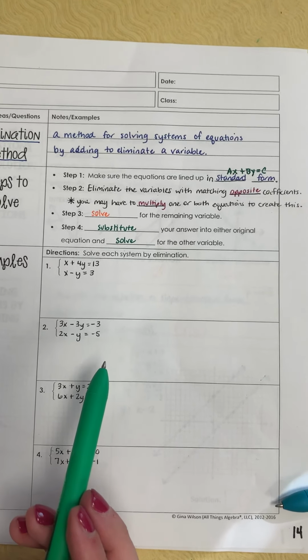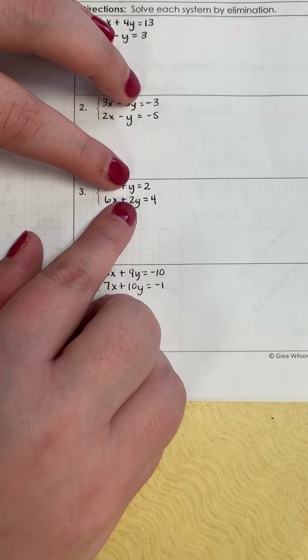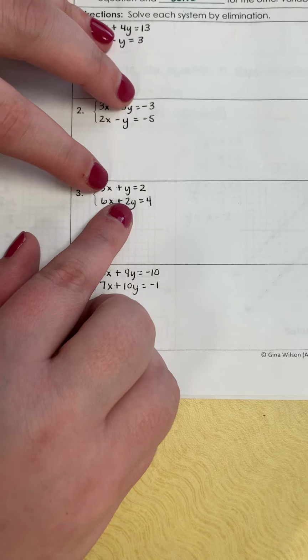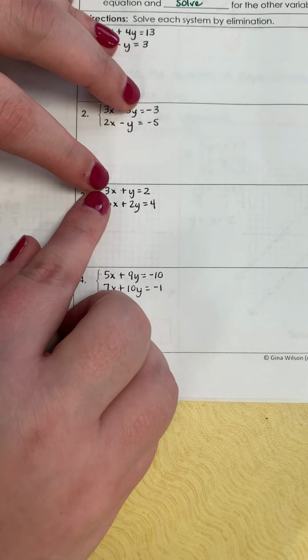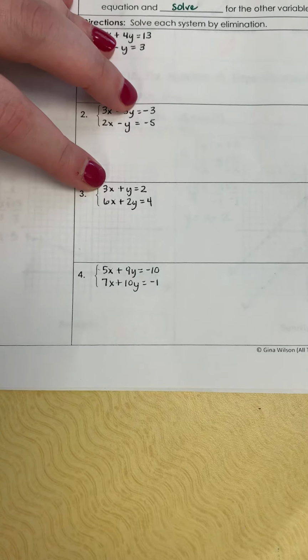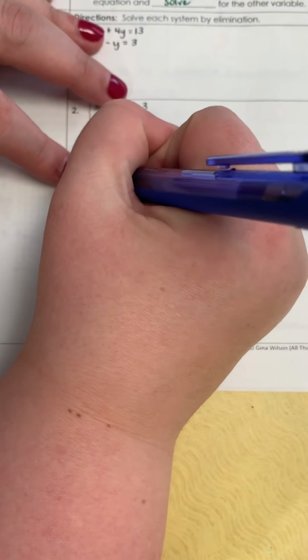Okay, so let's do number 3. I'm going to skip number 1 and 2, and I'm going to go straight to number 3. Notice how I'm in standard form. I have ax plus by equals c. Notice that right now, neither of the variables have the same coefficient. I have a 3 and a 6. I have a 1 and a 2. That means I'm either going to multiply one or both equations. To do that, ask yourself, can you make the smaller coefficient into the larger? I can easily transform a 3 into a 6 by multiplying the whole equation by 2.